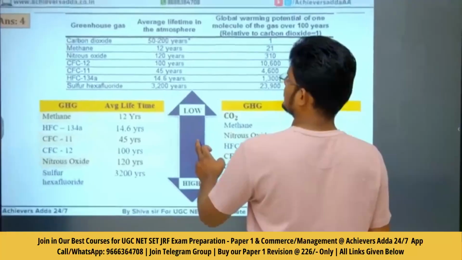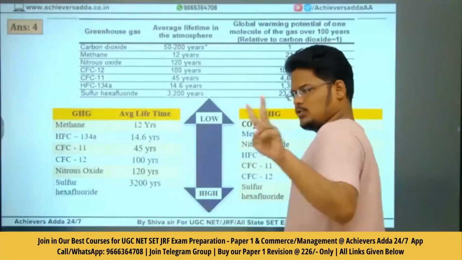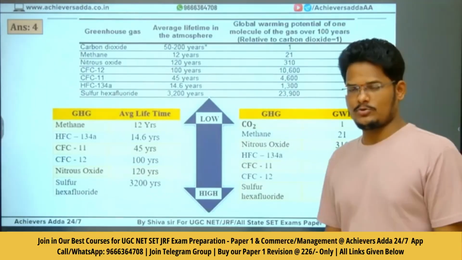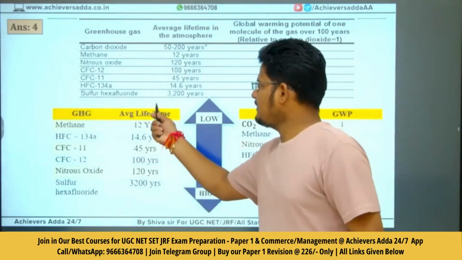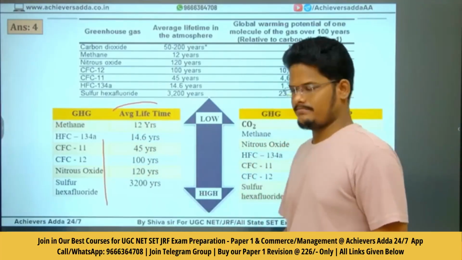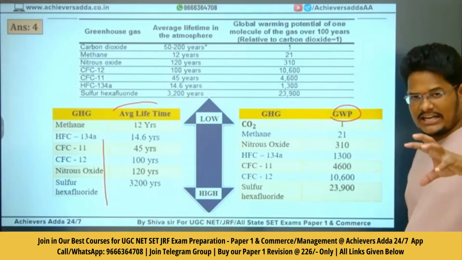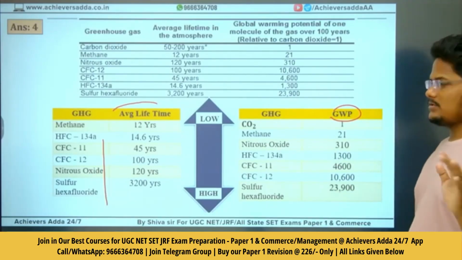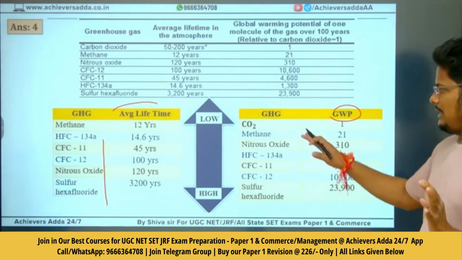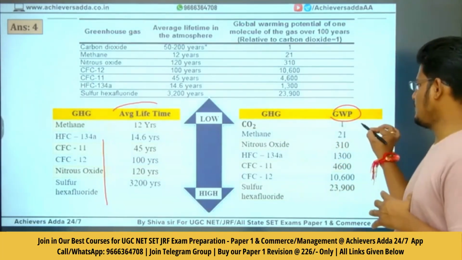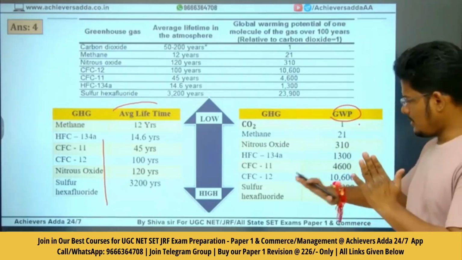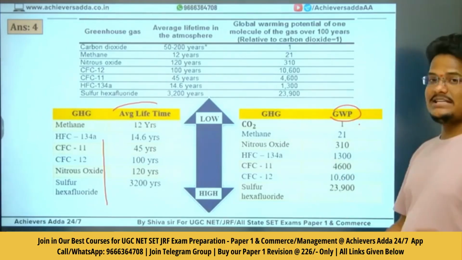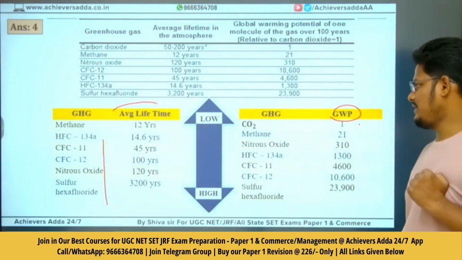Global warming potential. There are two things which you have to concentrate on with respect to greenhouse gases and global warming: the lifetime of each and every greenhouse gas, and the potentiality of each greenhouse gas to cause global warming. So the question is in the context of this table. Highest global warming potential, lowest global warming potential is that of CO2. All these will be compared with CO2 only. That's why CO2 is 1. Methane is 21 times the potentiality of CO2.